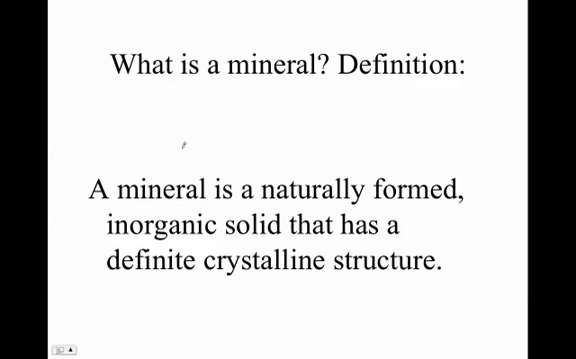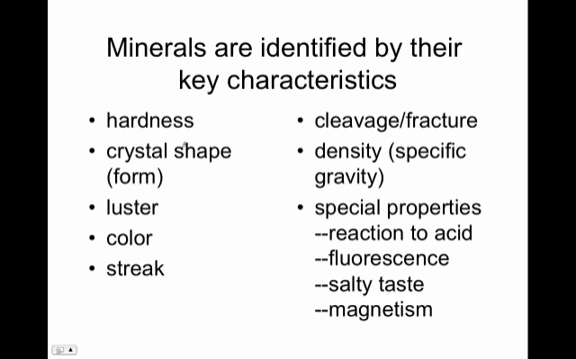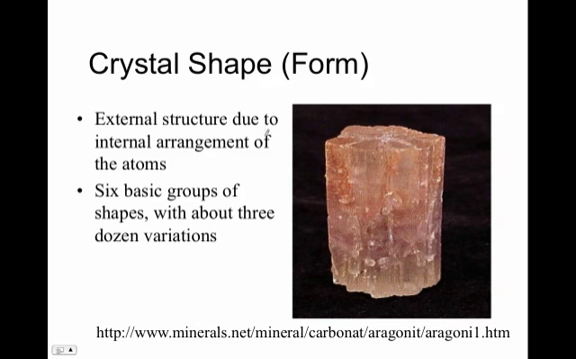So what is a mineral? The definition for mineral is a naturally formed inorganic solid that has a definite crystalline structure and definite properties. And we use these characteristics or properties to help us identify minerals. We'll look at hardness, crystal shape, luster, color, streak, how they break apart, their density, and then a few special properties. So the crystalline shape of a mineral can act as a clue to its identification. And there are 6 basic groups of shapes that we usually look at.